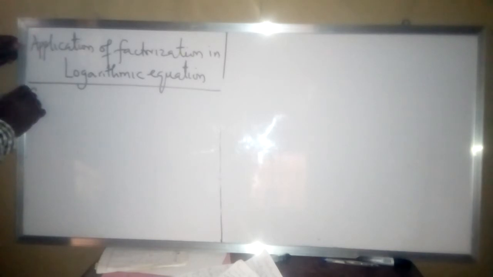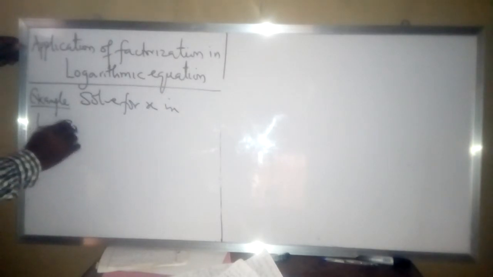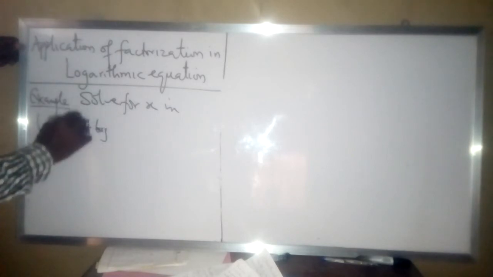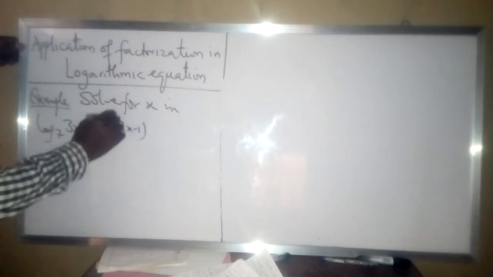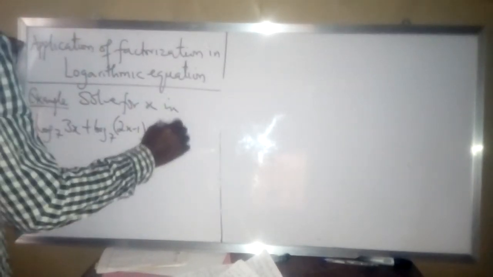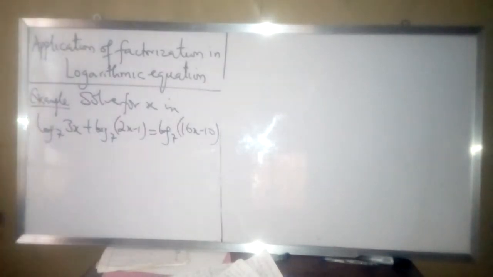Now, example: solve for x in log 3x base 7 plus log 2x minus 1 base 7, which is equal to log 16x minus 10 base 7. This is a very good example of a logarithmic equation. So we are asked to solve for x here.